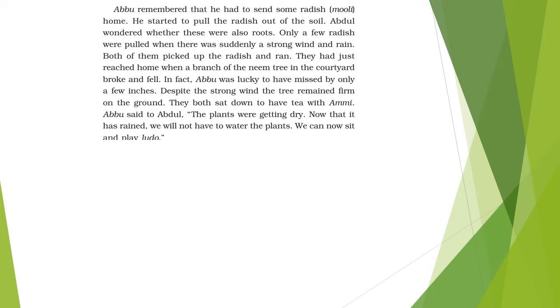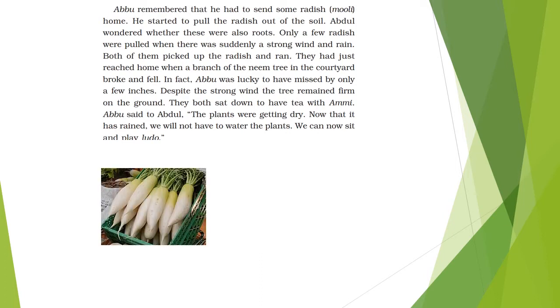Abu remembered that he had to send some radish, mooli, home. He started to pull the radish out of the soil. Abdul wondered whether these were also roots. Only a few radish were pulled when there was suddenly a strong wind and rain. Both of them picked up the radish and ran. They had just reached home when a branch of the neem tree in the courtyard broke and fell. In fact, Abu was lucky to have missed it by only a few inches. Despite the strong wind, the tree remained firm on the ground.